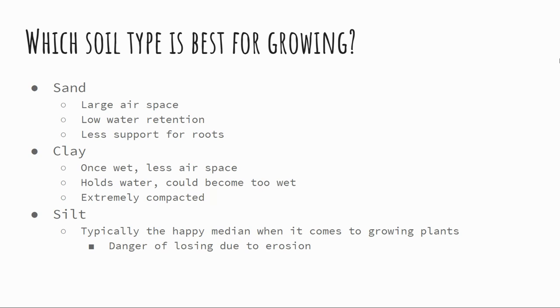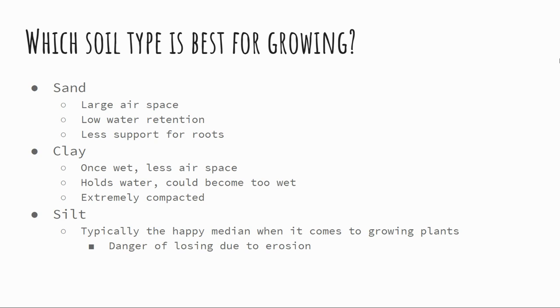So then we look at clay. Okay, clay is extremely compacted soil. There's not a lot of airspace there, especially when it gets wet. And clay also holds on to water. Water doesn't move through it very quickly, which sometimes can make the soil too wet for plants to grow, which is also a bad thing.